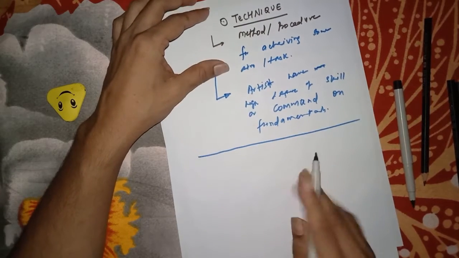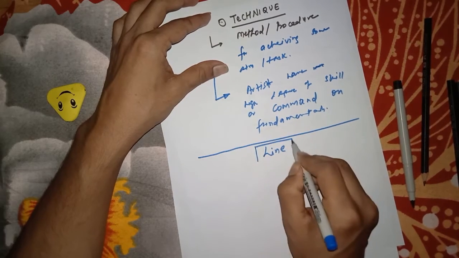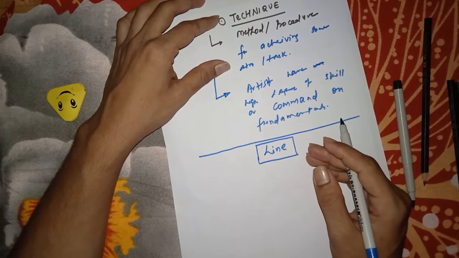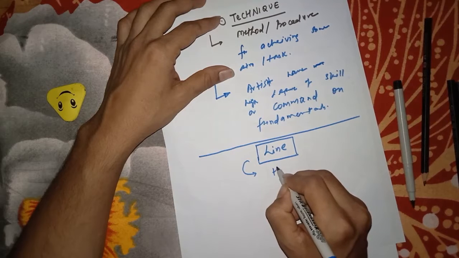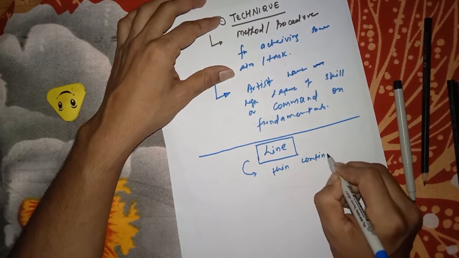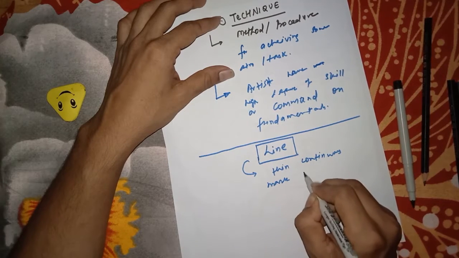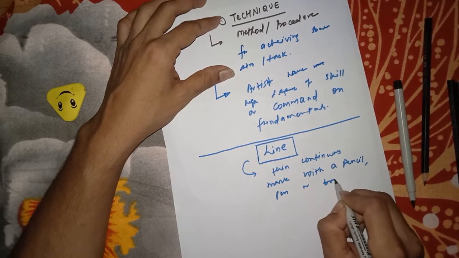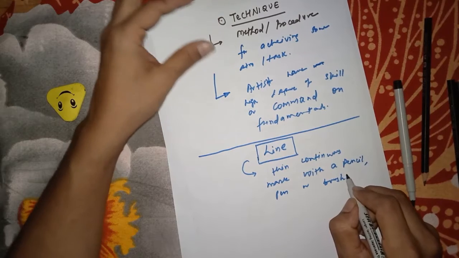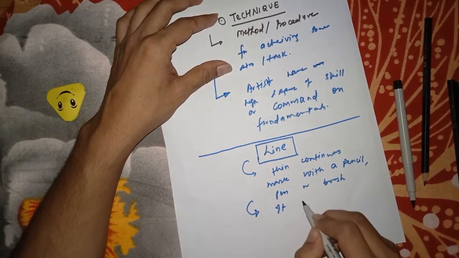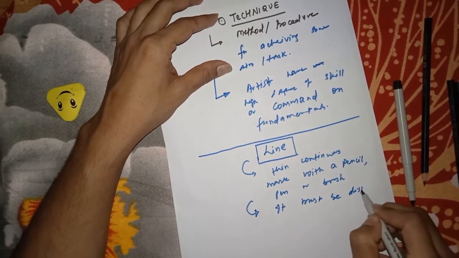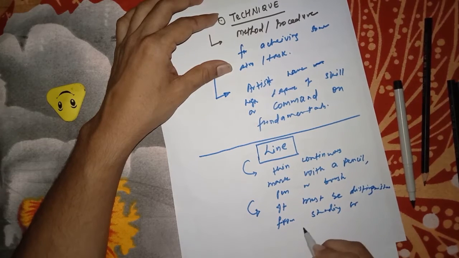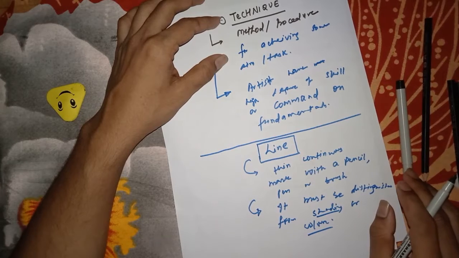Now, in every art, line is very, very important. So what is line? Line is a thin, as you know, thin, continuous mark. You can make it with a pencil or pen or brush. Have you got my point? But the main point is it must be distinguished from shading or color. Have you got my point?